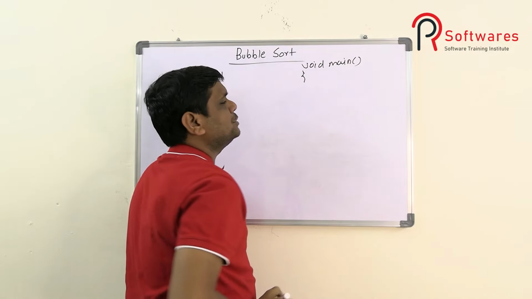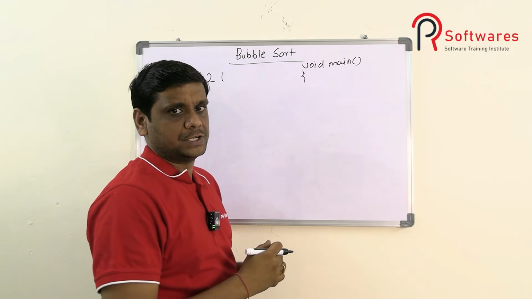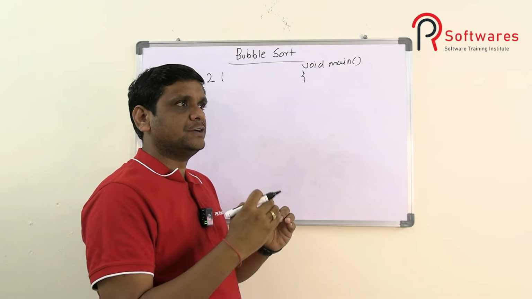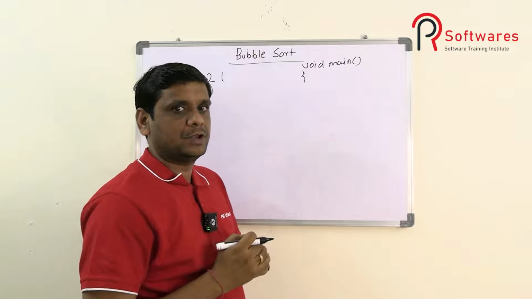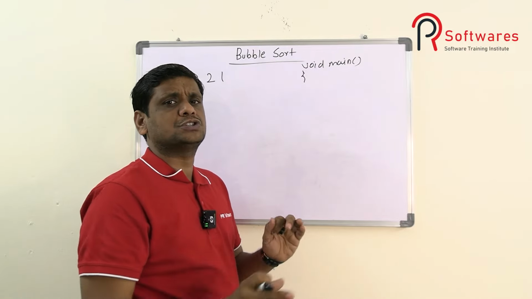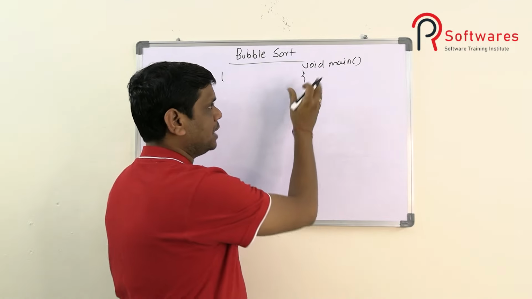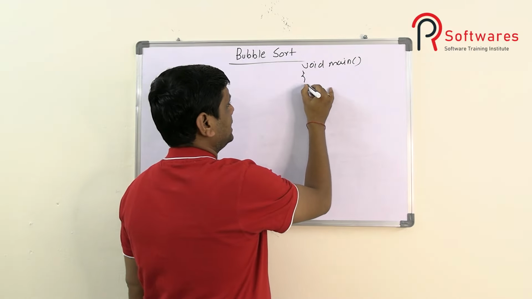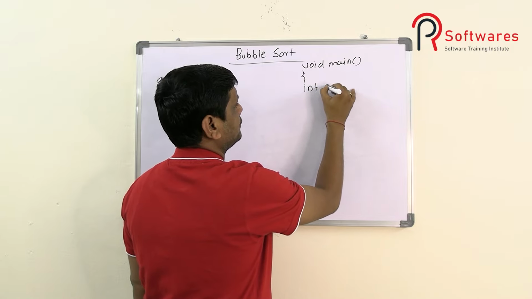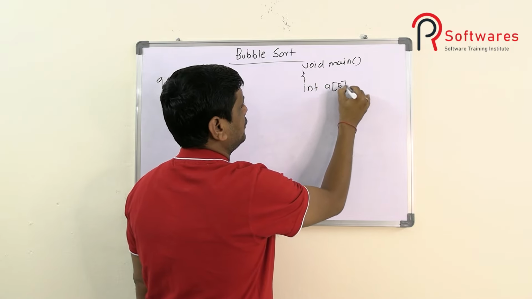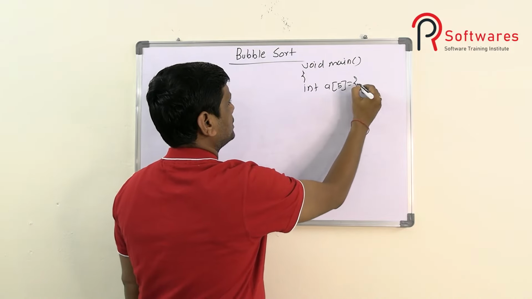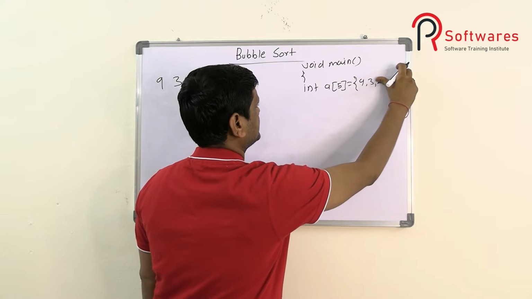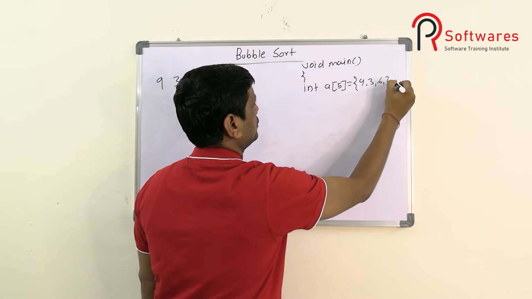This program you can write with function or without function also. The only difference between with and without function is that if you are writing the function, you should pass your array to that particular function. Rest, coding wise and logical wise, both are the same. So to make it very simple, I am writing this without any function. Let me take the variables. First we will require the array. So I am taking a of 5 equals these values: 9, 3, then 6, 2 and 1.